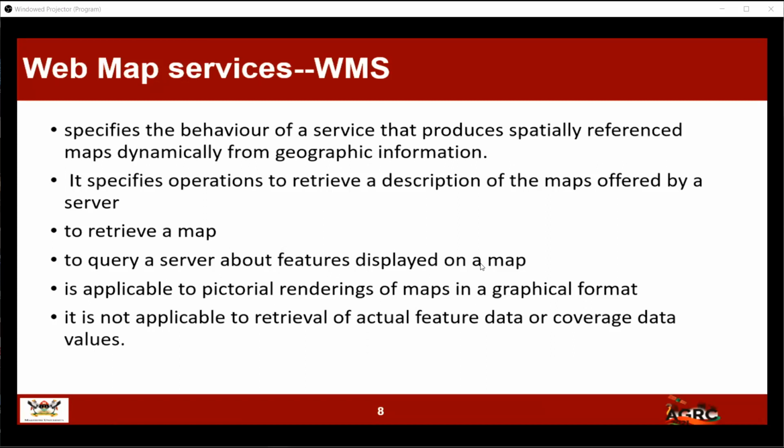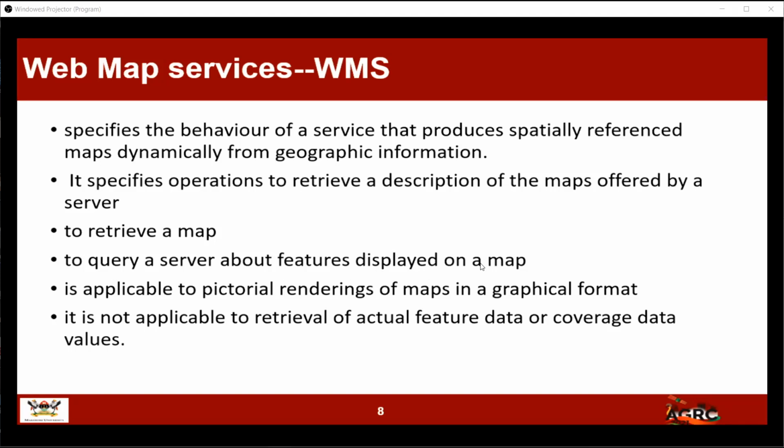Now, a web map service basically specifies the behavior of a service that produces spatially referenced dynamic maps. Of course, this is basically geographic information that we're talking about. And basically, what you can do is retrieve a map. And of course, it's also possible to retrieve the description of the map that's being offered by the server.